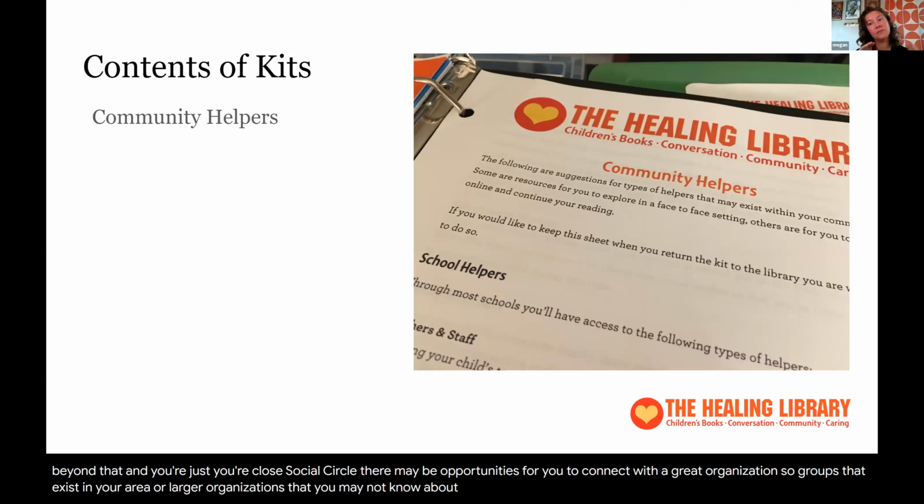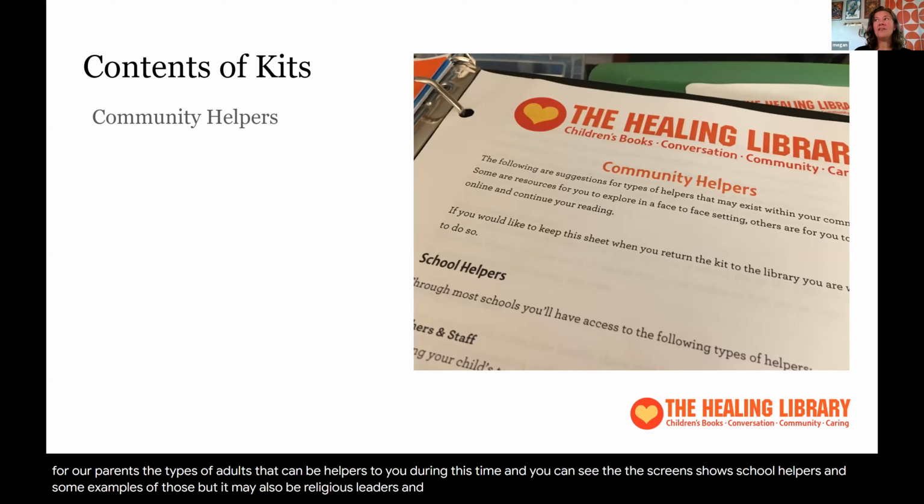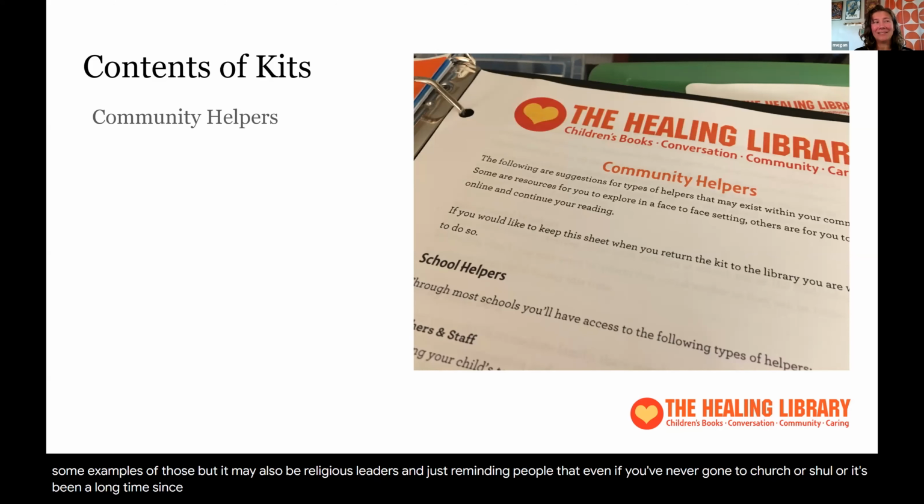This area gets more into that community side. So it's going to explain for our parents the types of adults that can be helpers to you during this time. And you can see the screen shows school helpers and some examples of those, but it may also be religious leaders and just reminding people that even if you've never gone to church or shul, or it's been a long time since you returned to your mosque, it's never too late. And those people are always welcoming to families who need their assistance.